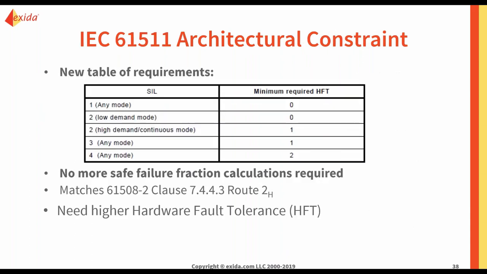And about architectural constraint. Architectural constraint here in IEC 61511, they only have one table. This table is actually identical to route 2H in IEC 61508. IEC 61508 is like a mother standard for IEC 61511, and IEC 61511 is applicable towards process industries. So that's why we only need to look at this particular route 2H.